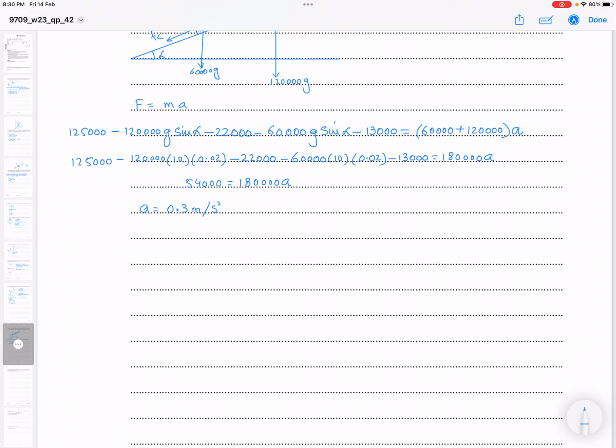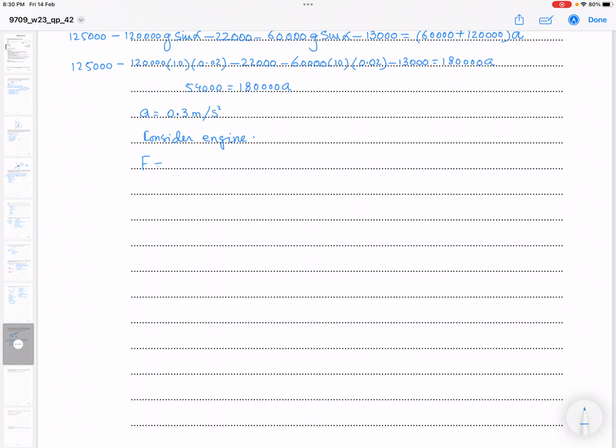Okay, to find tension, consider either engine or coach. So I'm going to pick engine. Consider engine. So I'm going to write F equals ma again. My force is 125,000 minus 120,000 G sine of alpha minus T minus 22,000, and this is equal to, now take the mass of engine only, which is 120,000, and your acceleration is 0.3.